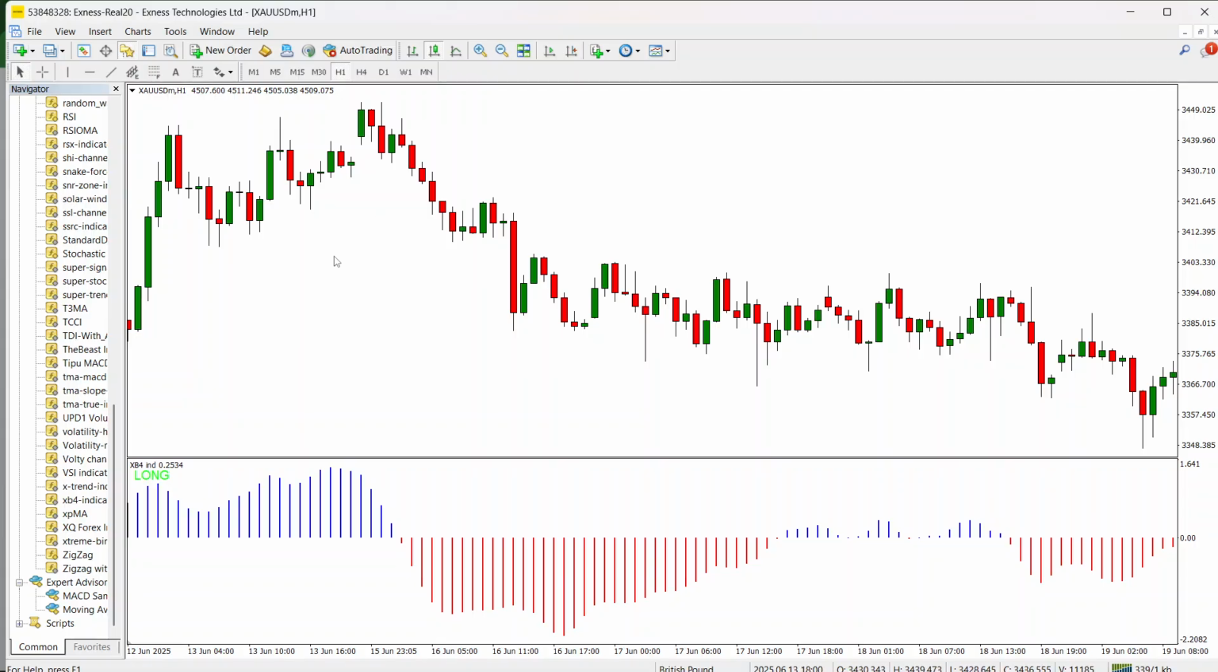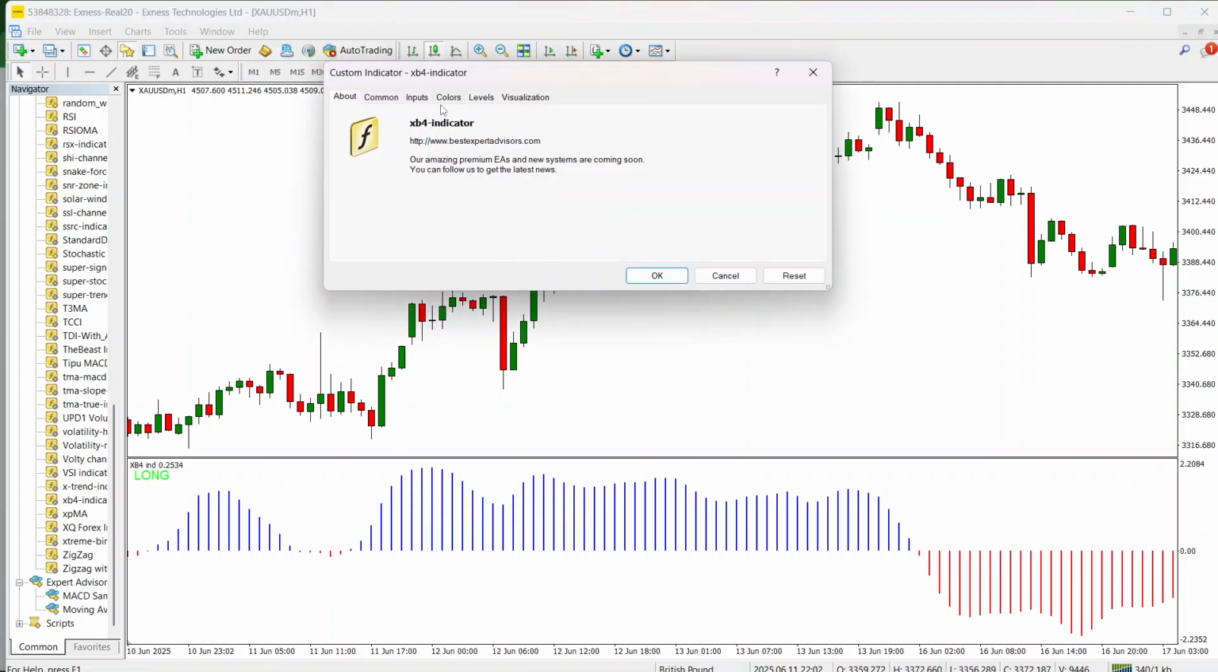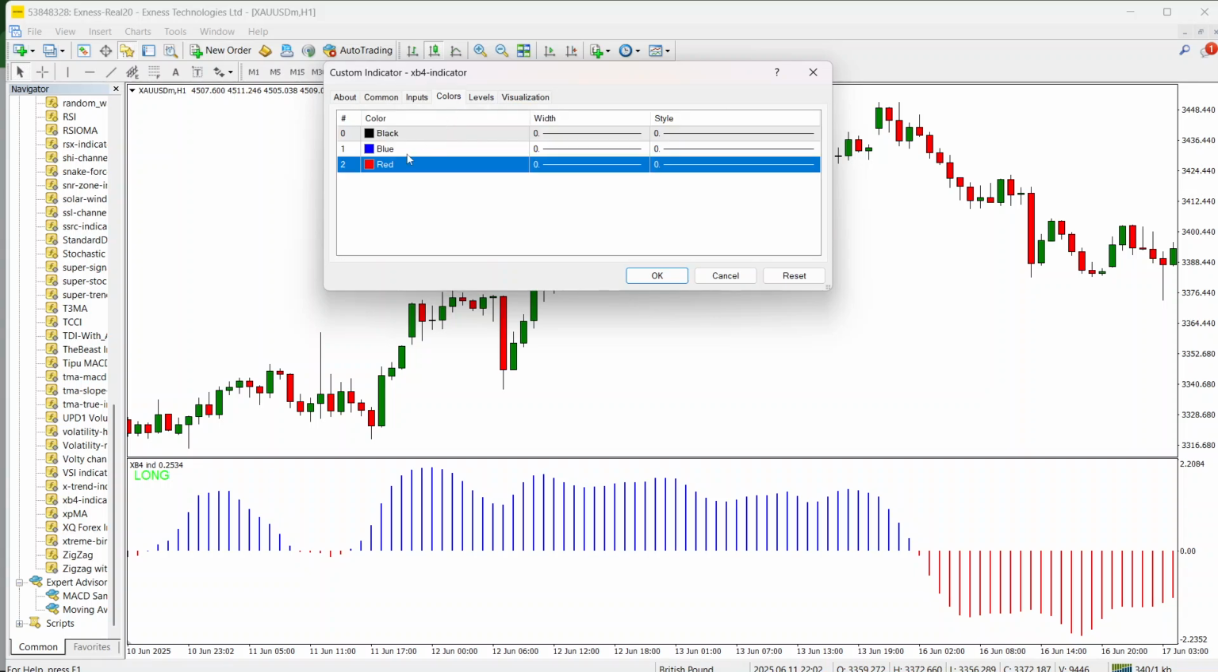Traders should exit long positions once the histogram changes from blue to red, exit short positions when the histogram shifts from red to blue, and be cautious when the histogram oscillates near the zero level line, as this indicates weak and potentially unstable trends. You can adjust its period in the settings and also its color for the histogram.